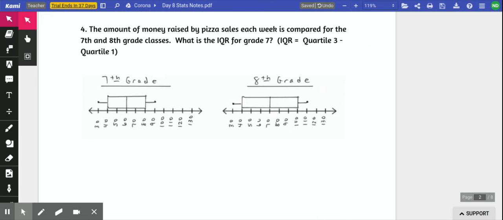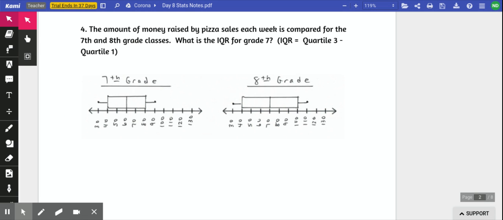Okay, number 4 says the amount of money raised by Pizza Sales each week is compared for the 7th and 8th grade classes. What is the IQR for grade 7? So remember from a few days ago, the IQR stands for the interquartile range, and the interquartile range tells us how much our data is spread out. The higher the interquartile range, the more our data is spread out.